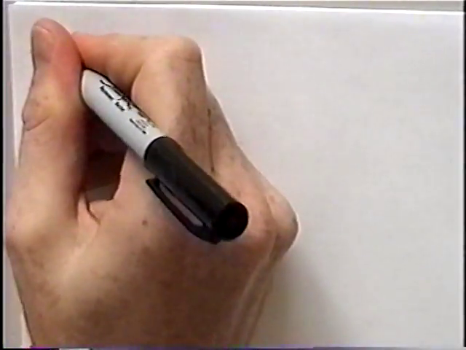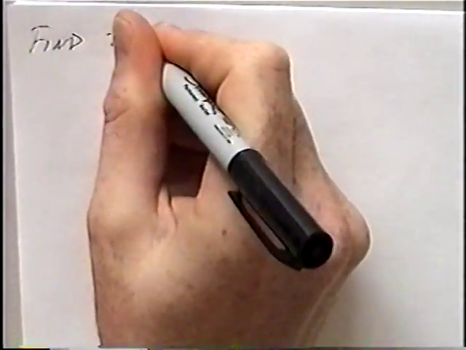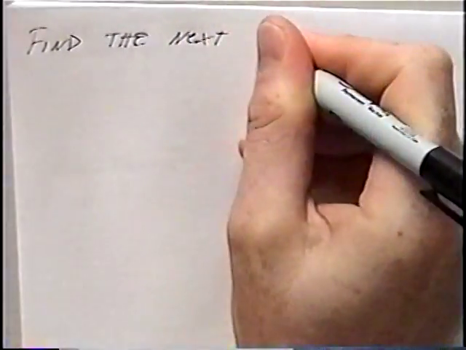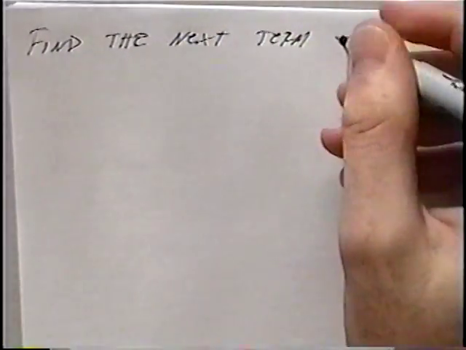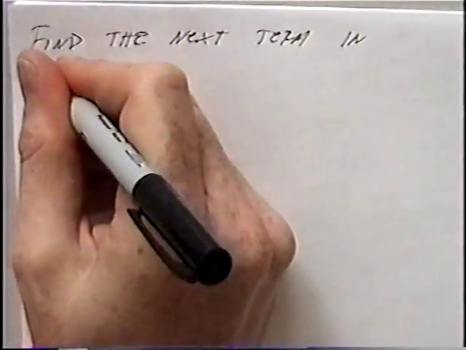Title of the first section of notes is Find the next term in a geometric sequence.